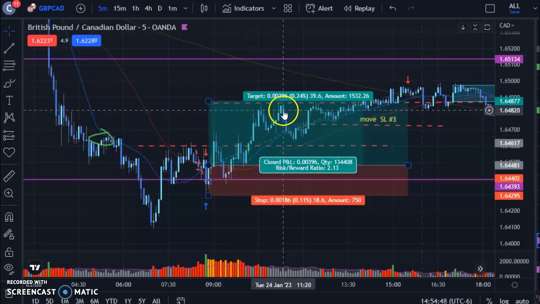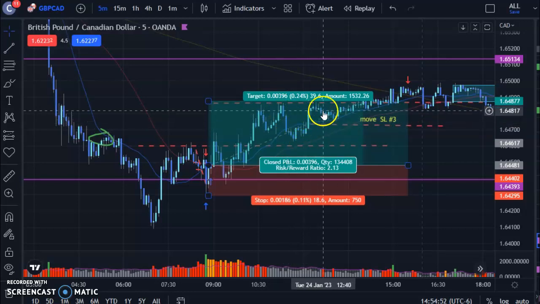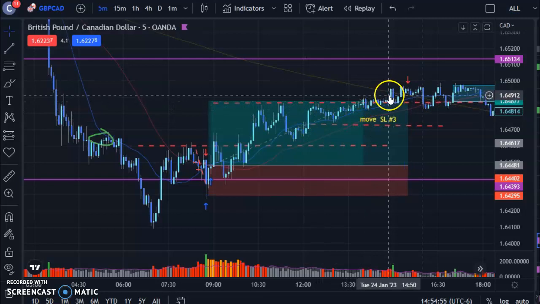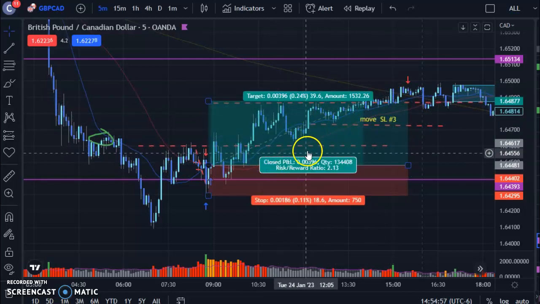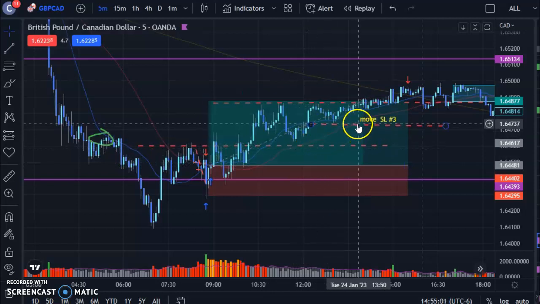As it messed around, and started slowly breaking further and further, I was moving my stop loss. So I did one stop loss to break even. Second stop loss was here. Third stop loss was here.